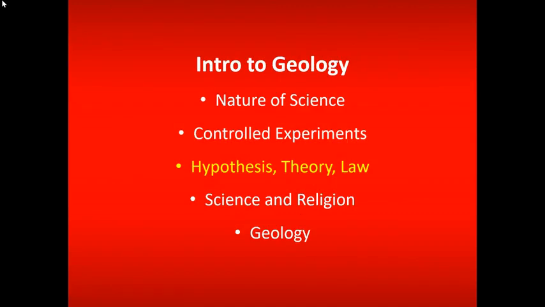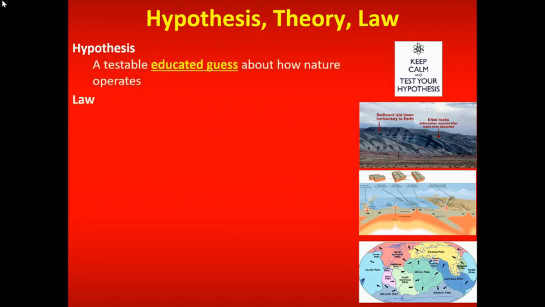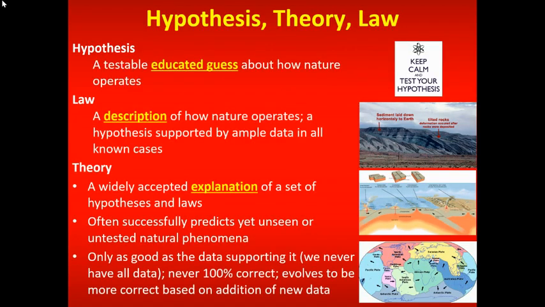One thing we also hear in science thrown around are these terms: hypothesis, theory, and law. And so I want to get those straight in our heads as we move forward here. To start with, a hypothesis is a testable, educated guess about how nature operates. And I say testable because you're going to look at something to see how nature operates and make a statement of how nature operates. But that statement, in order to be a hypothesis, has to be something that's actually testable.